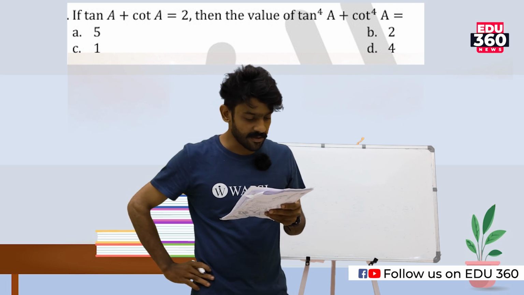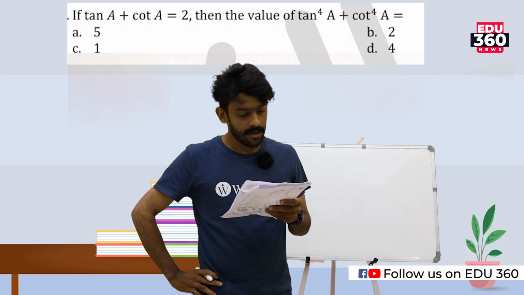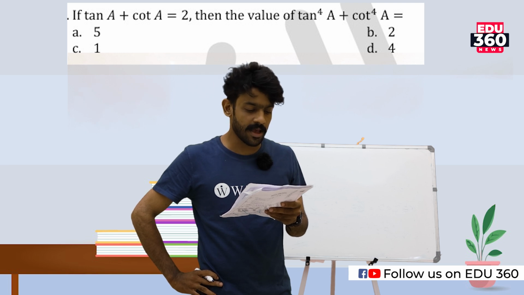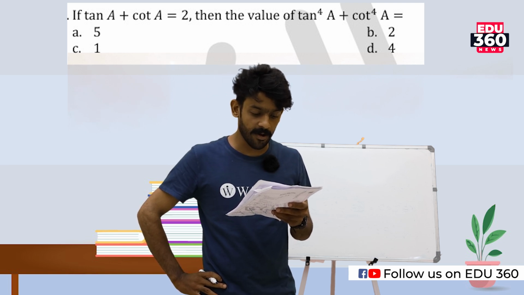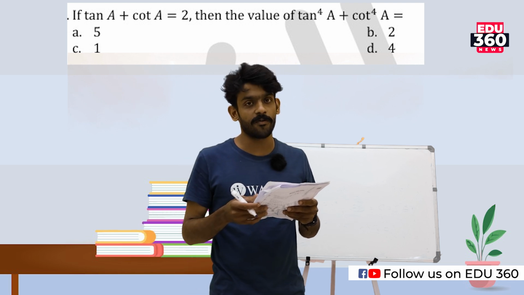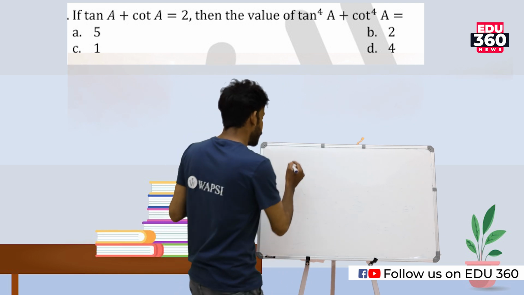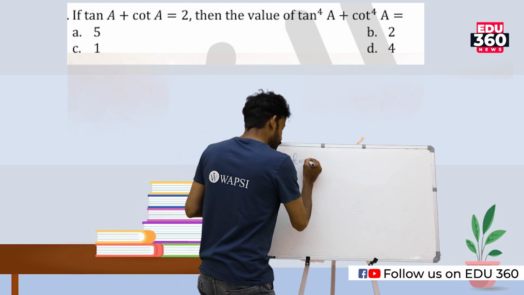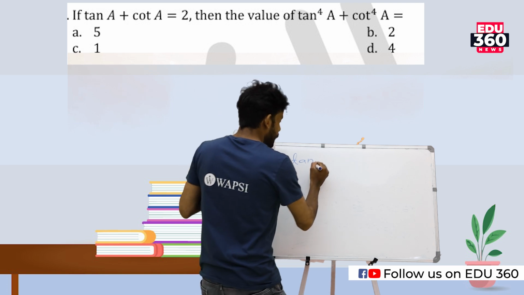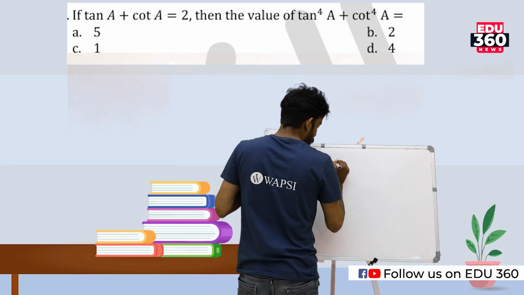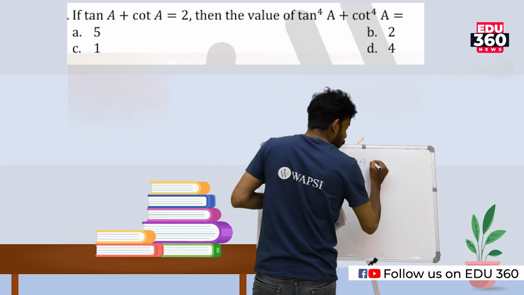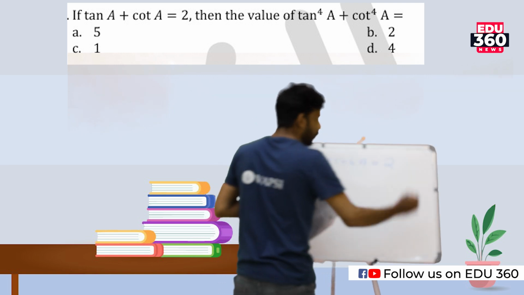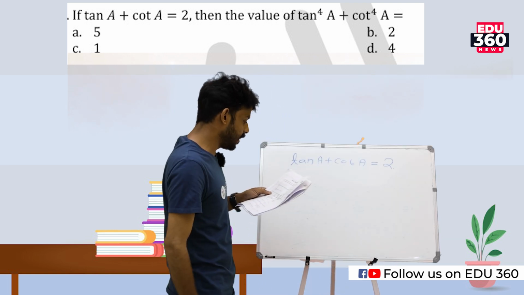Just look at the question. You can see that if tan A plus cot A is equal to 2, then they are asking us to find the value of tan raised to 4A plus cot raised to 4A. So it's given that tan A plus cot A is equal to 2.